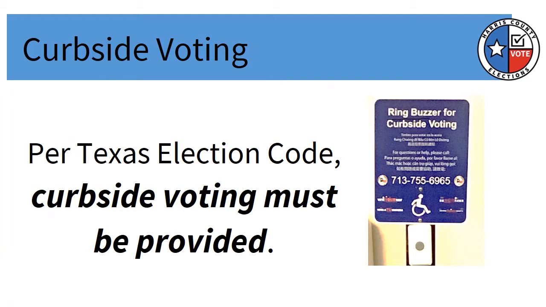As stated in the Texas Election Code, curbside voting must be provided at every vote center, including early voting locations. The rules related to curbside voting, such as designating an election worker to monitor curbside voters, whether through the receiver or standing outside, are not optional.